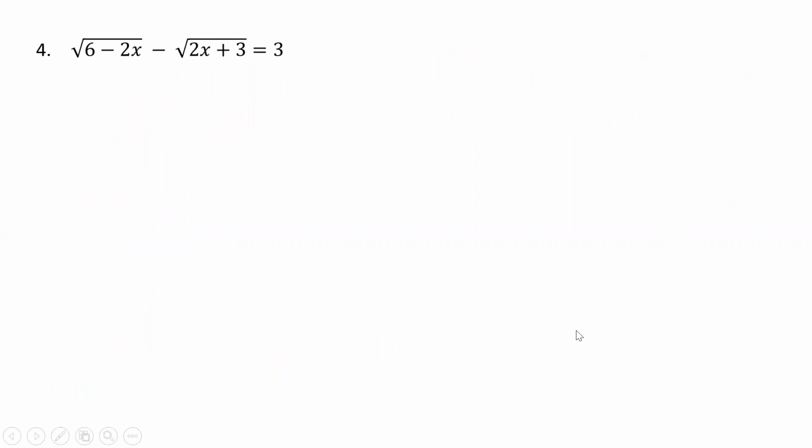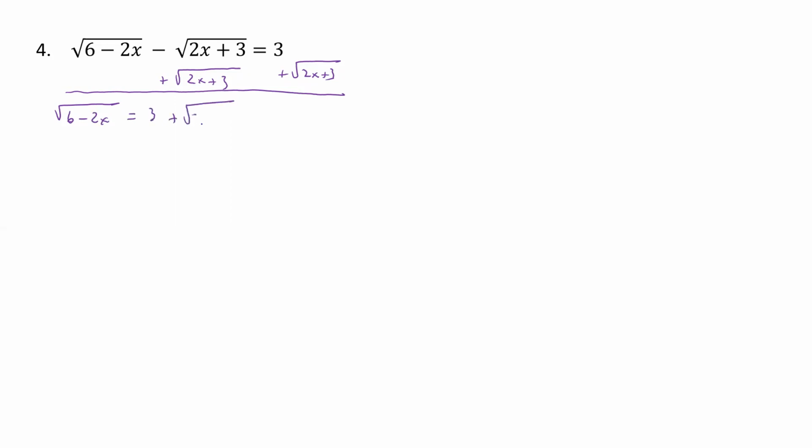All right, here's another one. The same kind of thing. We have 2 square roots. So we're going to have 2 steps. So I'm going to go ahead and add that to the other side. So when I go ahead and simplify that, that gives me the square root of 6 minus 2x equals 3 plus the square root of 2x plus 3.